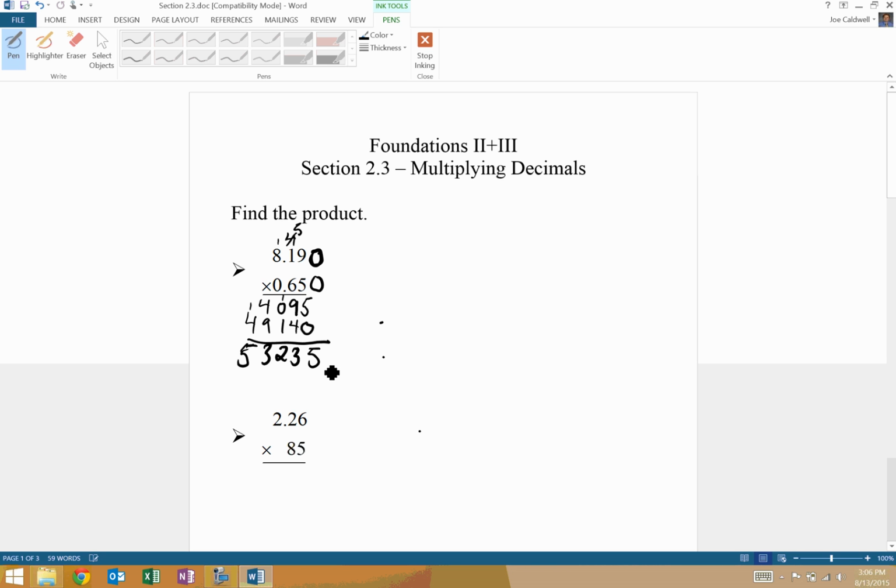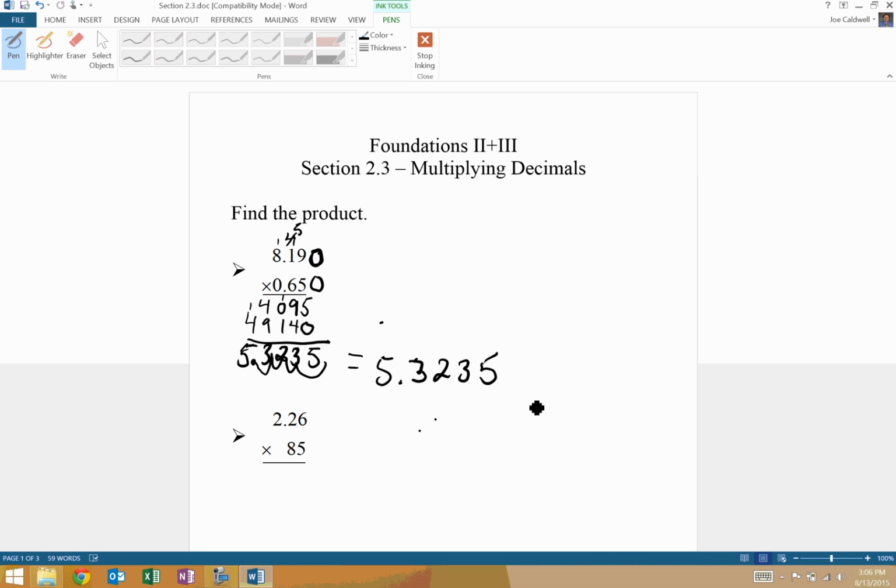So what you want to do is start at the end of your problem and count and kind of swoop over 4 spots. 1, 2, 3, 4. Okay, so your final answer, let's kind of clean it up, would be 5.32, 3, 2, 3, 5. So notice there are 4 total decimal places in the problem. There's 4 decimal places in my answer. Multiply it out regularly, worry about the decimal at the end.